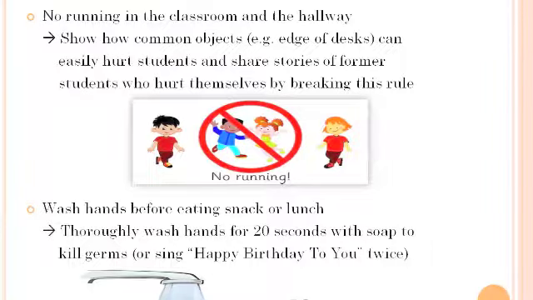In fact, one of my former students broke his tooth when he fell to the ground after running in the hallway, and another student bled a lot and had to take 15 stitches after banging his forehead on the edge of a round desk during recess. These stories may be shared with students to highlight the danger of running in the classroom and hallways.